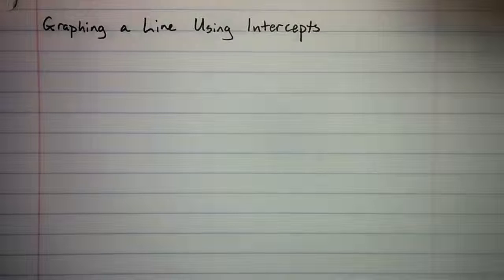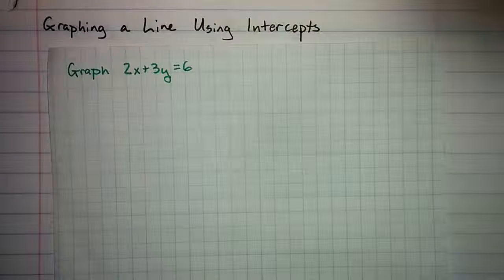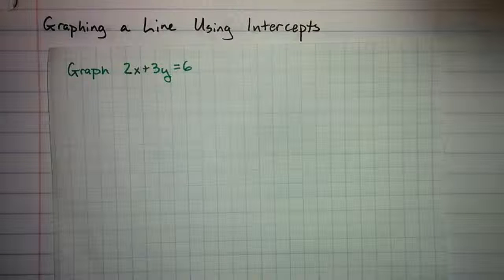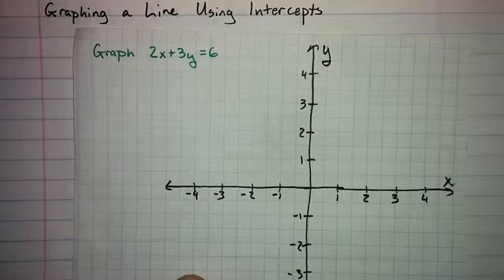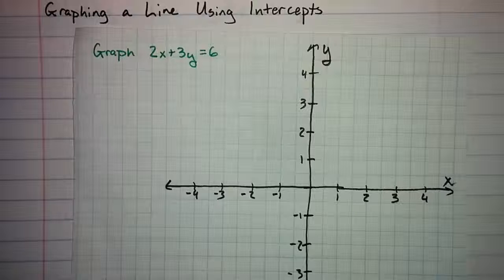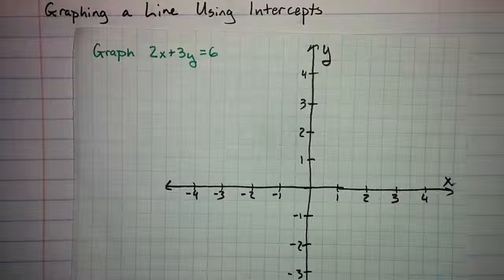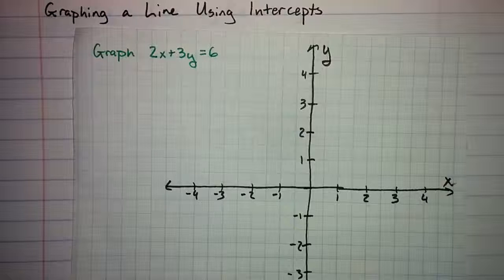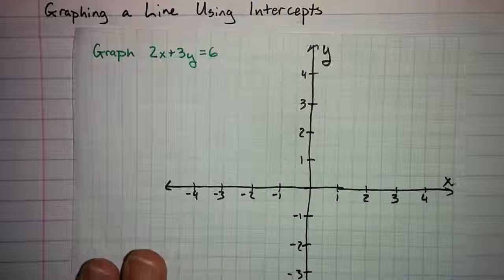Now, we don't always encounter lines in the slope-intercept form. We might, for example, want to graph the equation 2x plus 3y equals 6. This isn't in slope-intercept form, so we need another way of getting 2 points on this line. The way that we're going to get 2 points on this line is by finding the x and y-intercepts.